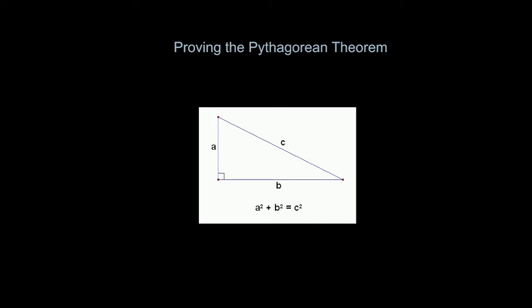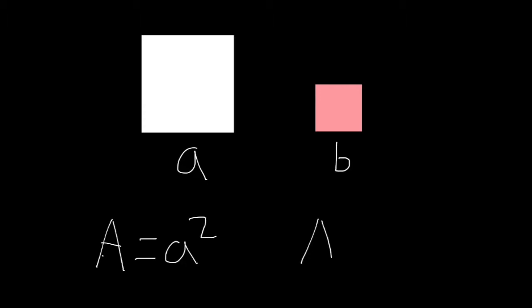Alright, this is Spencer and I's proof of the Pythagorean Theorem. So the first thing we're going to look at is these two squares. This one has side A and this one is side B. So obviously the overall area of each is A squared and B squared respectively. And that's just common knowledge.